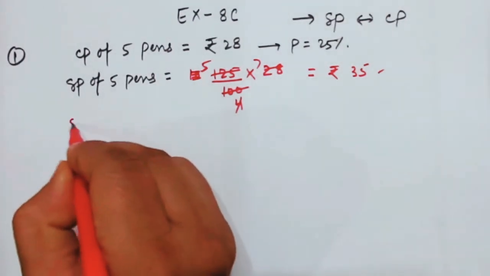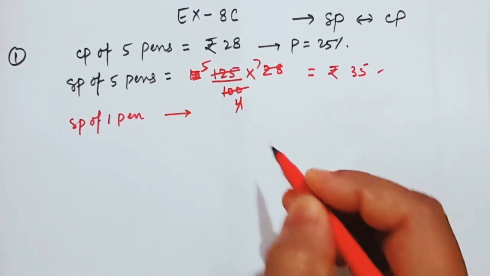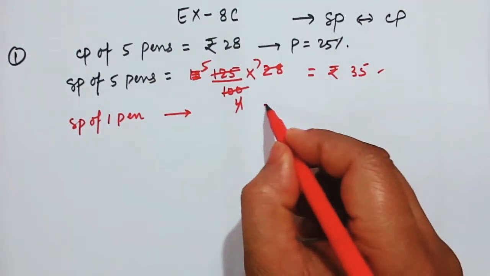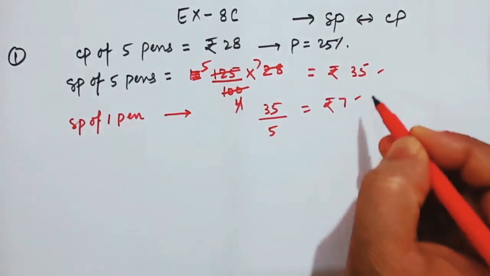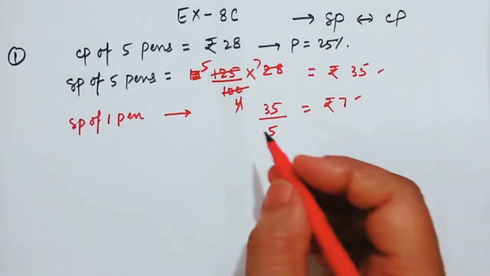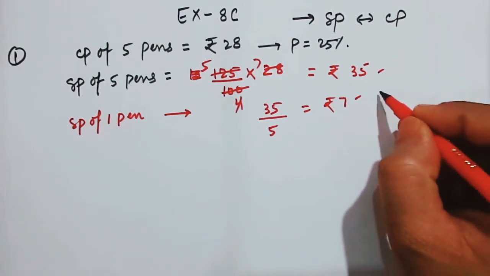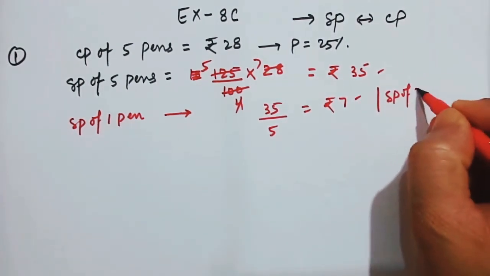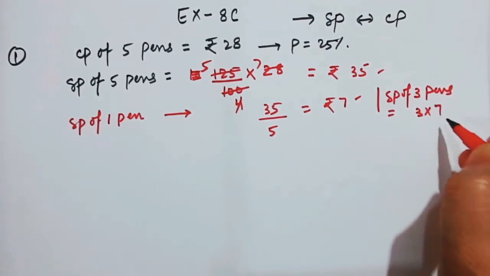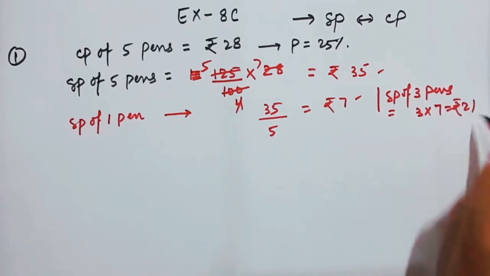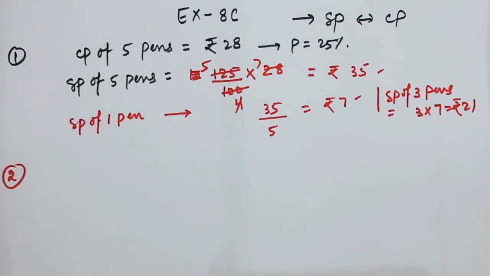So selling price of 1 pen will be equal to 35 divided by 5, equal to rupees 7. Fine. So selling price of 3 pens will be how much? You can find it out. Selling price of 3 pens is equal to 3 times 7, which is rupees 21. No issue at all.